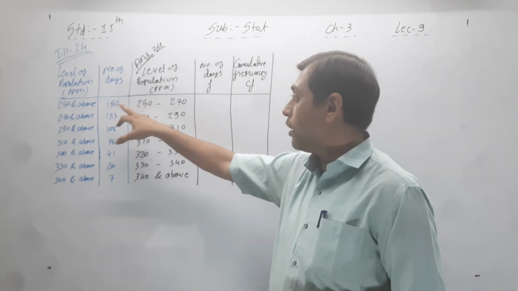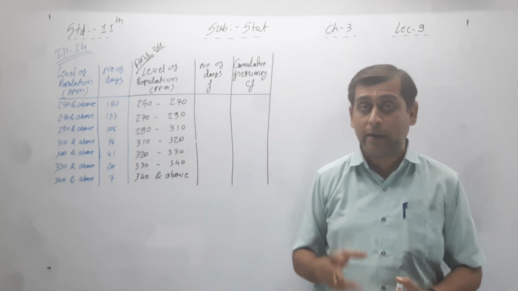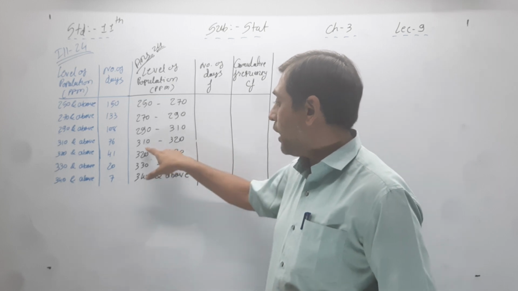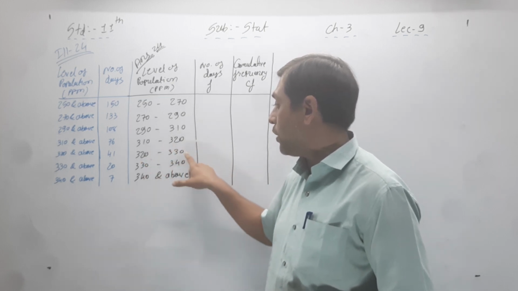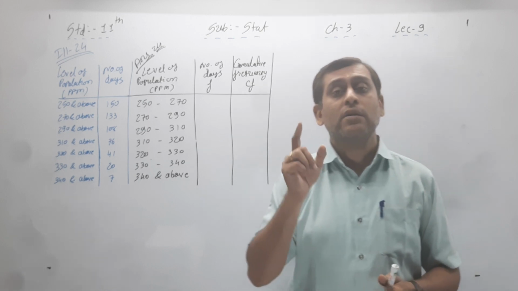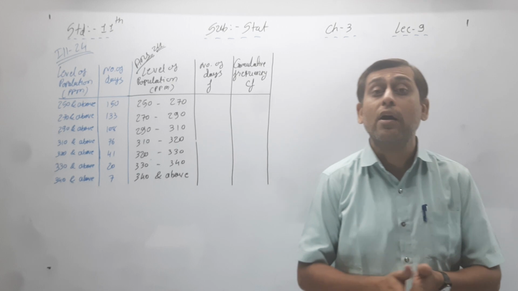Okay, so here 250 to 270, 270 to 290, 290 to 310. Up to these 3 classes, the class length is 20. After that 310 to 320, 320 to 330, and 330 to 340. For the next 3 classes, the class length is 10, and the last class is 340 and above.